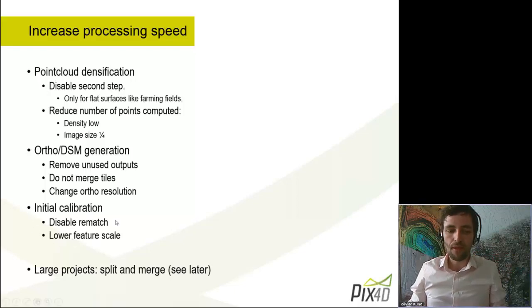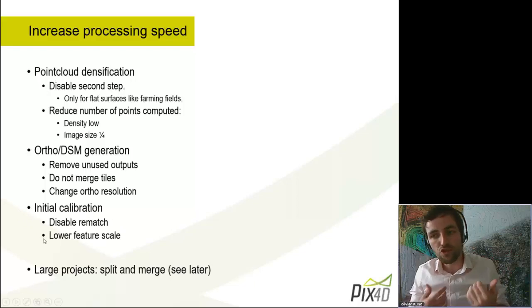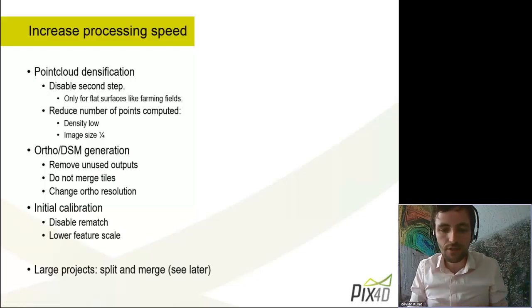Finally, you may also change a little bit the options in the initial calibration, but this is usually not recommended because this is what has the most impact on the accuracy of your project. However, one of the things you can do is disable the rematch option for small projects. If you have enough overlap, you will very likely not have much effect on accuracy, but this will definitely speed up the processing of the first step.